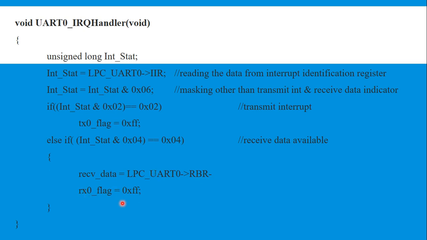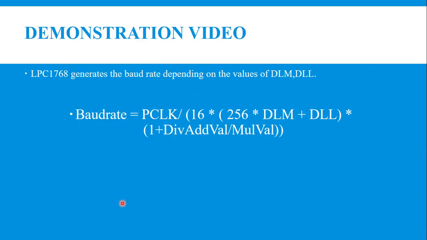Okay, so this is the way of writing the program for UART control, not just displaying hello world. Now this is the formula for baud rate calculation: PCLK, that is the processor clock, divided by 16 into (256 into DLM plus DLL) into (1 plus DivAddVal divided by MulVal), which is going to be 0 for UART0. And we will let you know the calculation once we come to the laboratory.